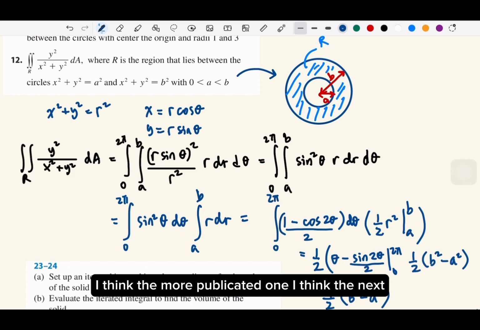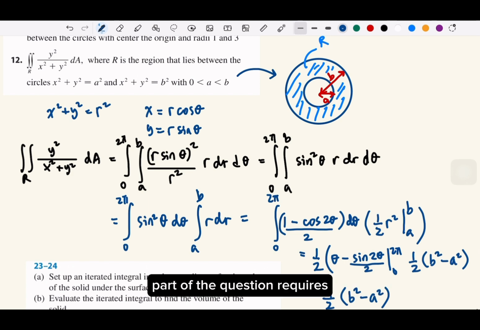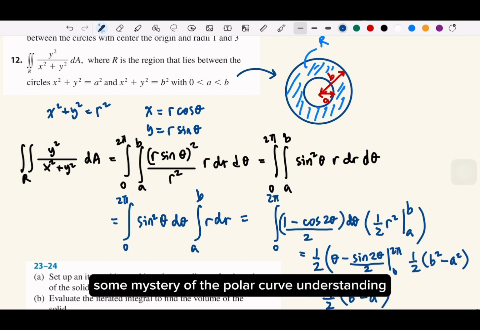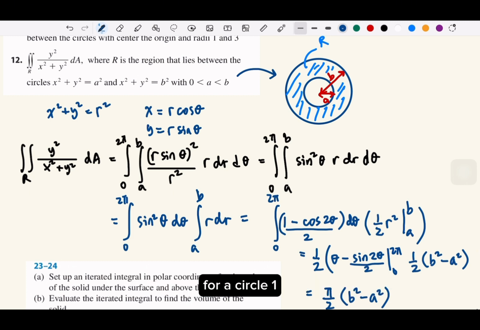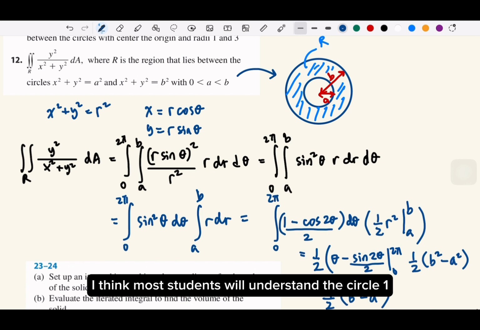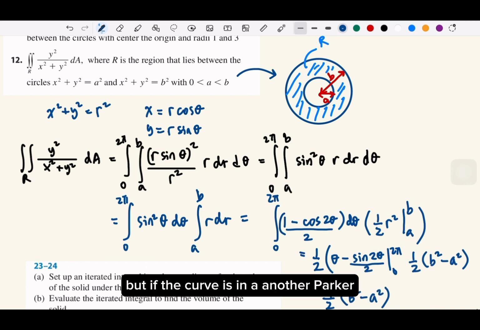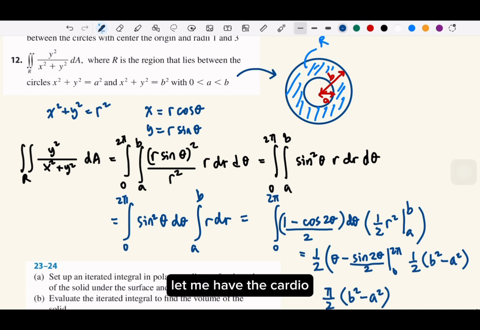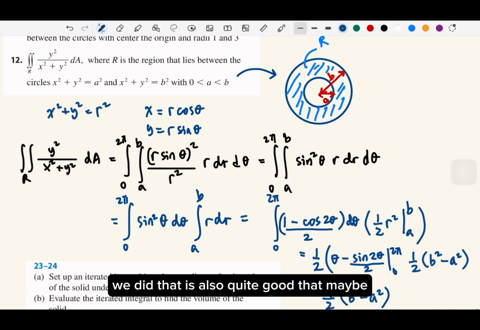I think the more complicated ones, the next part of the questions, require good observation and some mastery of understanding polar curves. For the circle, I think most students will understand. But if the curve is another polar curve, like maybe the rose, or like the cardioid, if you remember that, that is also a polar curve, then some complexity will happen.